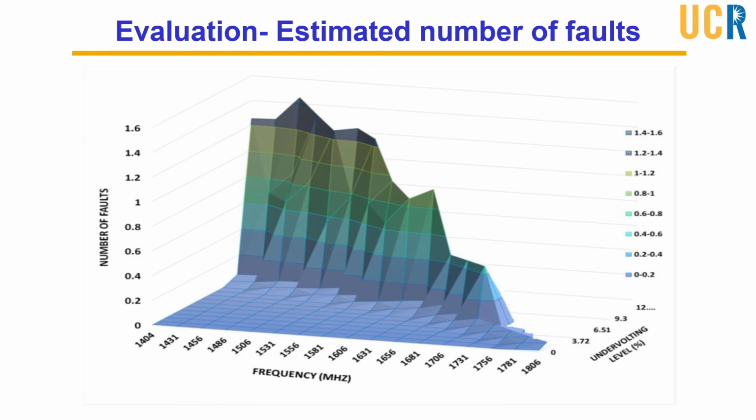This figure shows the number of faults for different pairs of frequency and voltage for the matrix with size of 10K. X-axis, Y-axis, and Z-axis show the undervolting level, frequency, and the number of faults, respectively. For a matrix with size of 10K, on average, we estimate the number of faults equal to 1.45.